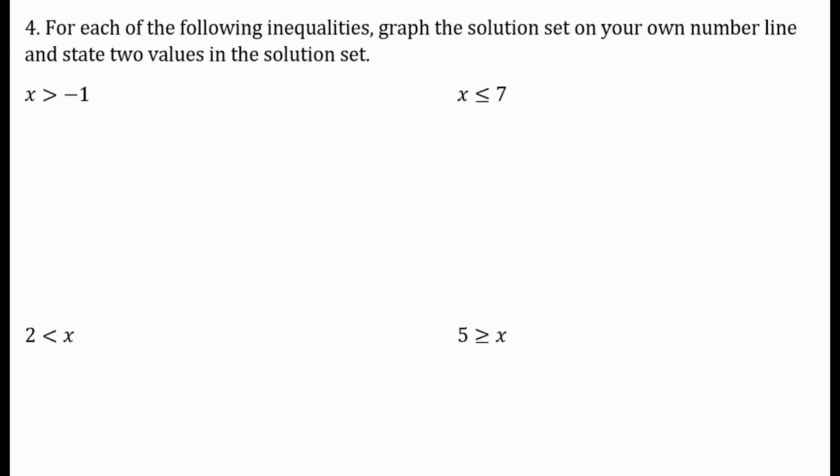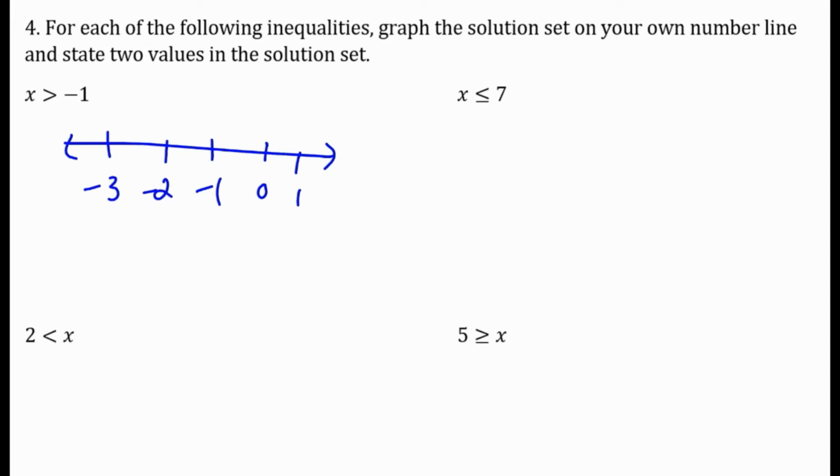For each of the following inequalities, graph the solution set. So let's look at this first one here. X is greater than -1. So the only number I really care about is -1. I like to go up 2 and then down 2. And then it's kind of 2 steps.